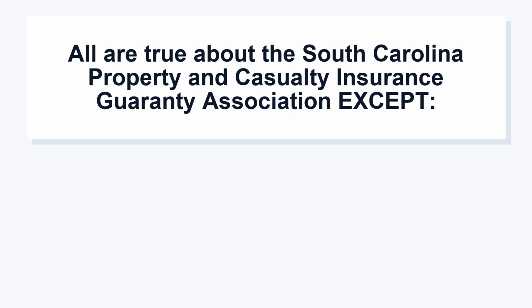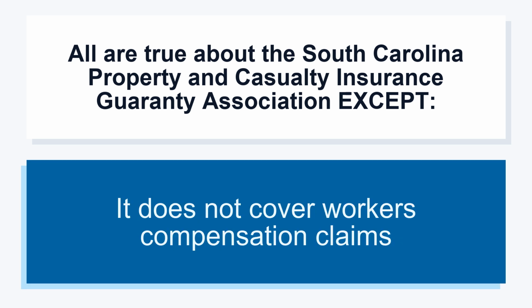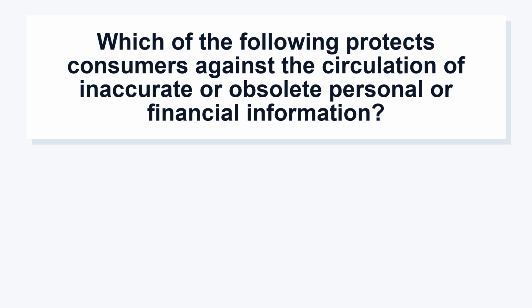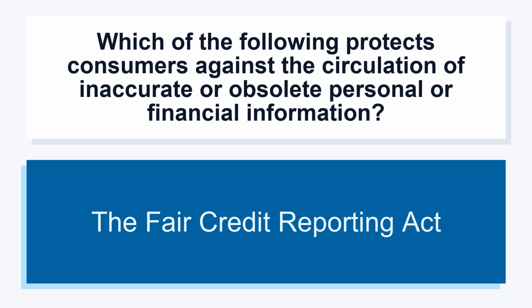All are true about the South Carolina Property and Casualty Insurance Guarantee Association except it does not cover workers' compensation claims. Which of the following protects consumers against the circulation of inaccurate or obsolete personal or financial information? The Fair Credit Reporting Act.